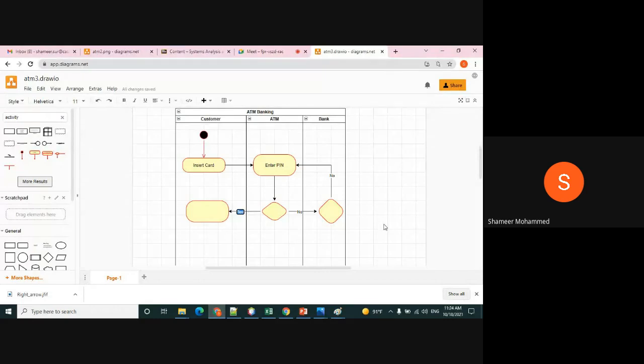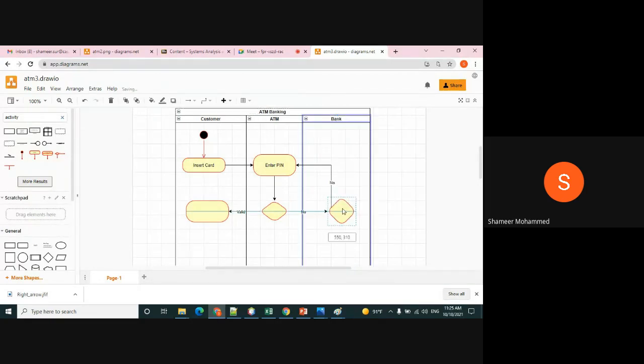Okay, if valid, pin is valid. If not valid, this all you will get in practice. One day only you cannot get. So you have to practice this one. So you will be writing the exam. So you have to practice this one very well. Adjust them.